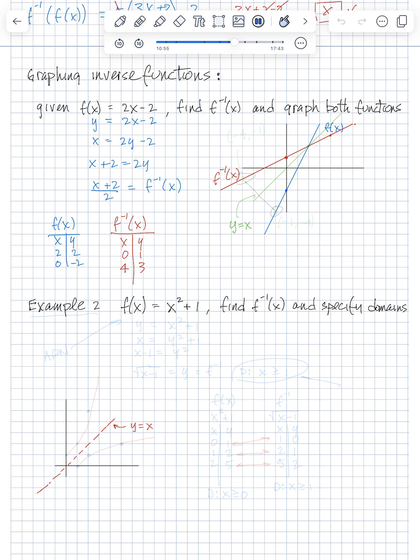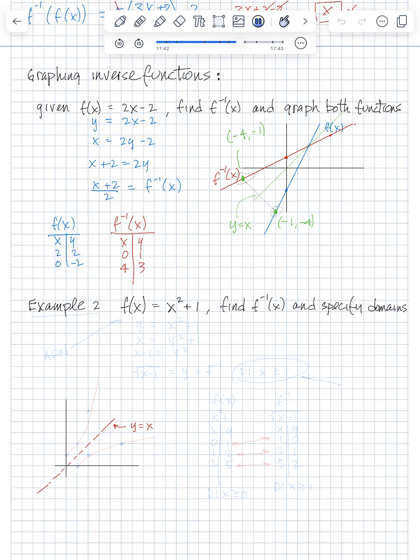So the other thing we notice is take any point on f of x. Let's take this point right here, which is negative 1, negative 4. Its corresponding point on the red curve is going to be, just switch these values, negative 4, negative 1. Negative 4, negative 1 is right here. So essentially the domains and the ranges switch.